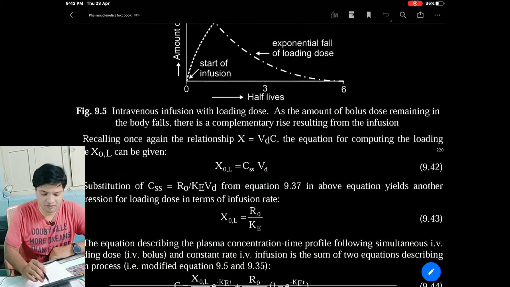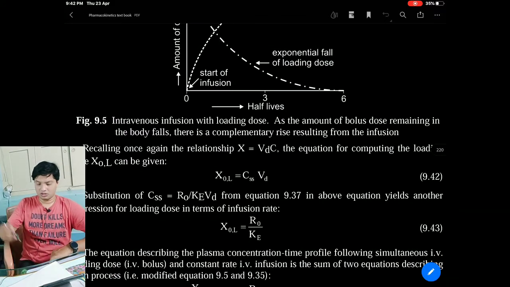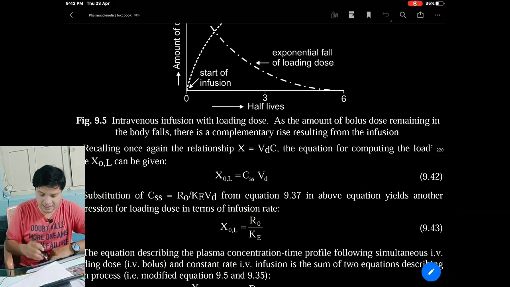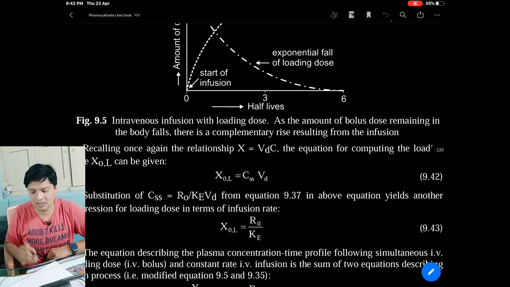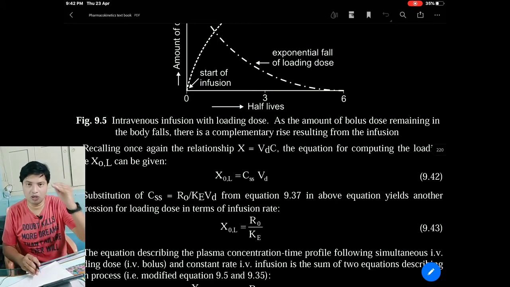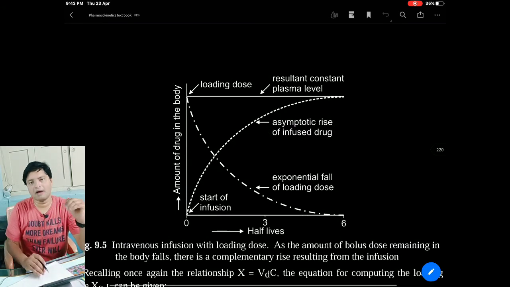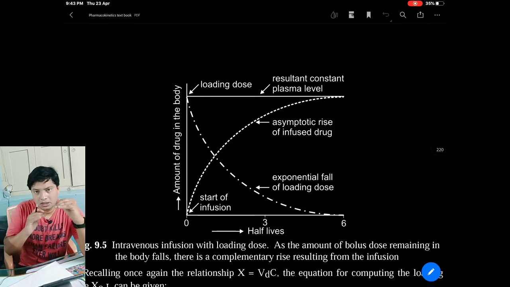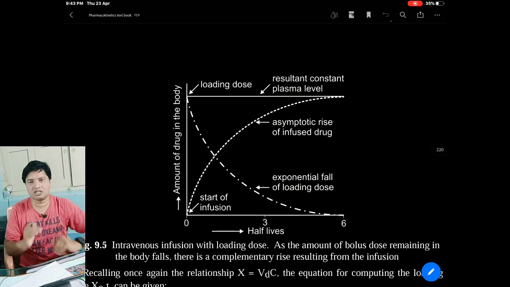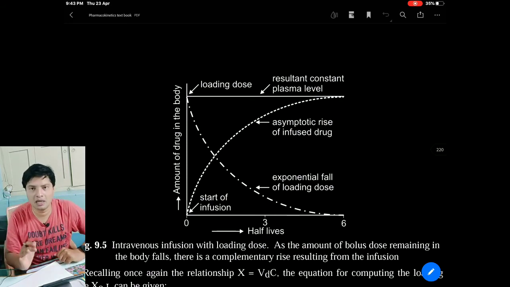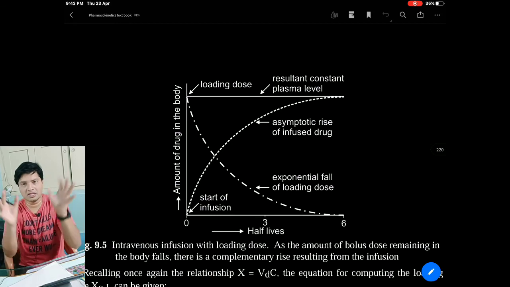Okay, so we are giving infusion as a maintenance dose. So in intravenous infusion with loading dose, as the amount of bolus dose remaining in the body falls, there is a complementary rise resulting from the infusion. So whatever the loading dose starts falling, as this graph indicates, your IV infusion also slowly increases. So it will match, and it will try to maintain the amount of drug within the steady state.